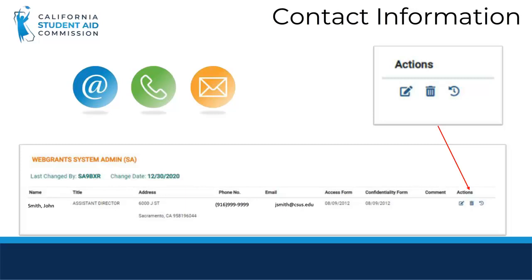At the end of the row, you will see 3 icons: Edit, Delete, and History. When you select Edit, a second box will come up, giving you the opportunity to update the information displayed on this screen. One thing to note, the phone number field does not have room to add an extension, so please use the comments field to notate a phone extension. Once you have updated the information, please remember to save the updates. It is very important to keep all of the contacts up to date so that the Commission is able to reach out to the appropriate person when necessary.